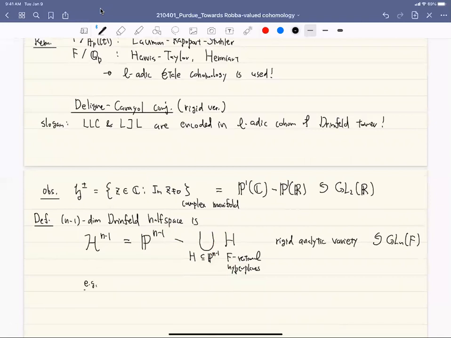Let me quickly say, if you take n equals two, then H^1 is nothing but removing all the F-rational hyperplanes of P^1, namely removing all the F-rational points. So this is exactly the analog of the upper and lower half space. And the key point here is that if we're working in the rigid analytic setting, then this admits lots of non-trivial coverings. So in some sense it's far from being simply connected, or rather, contractible.